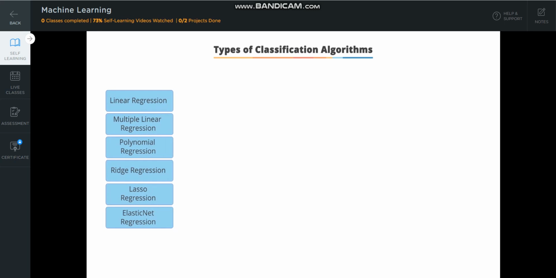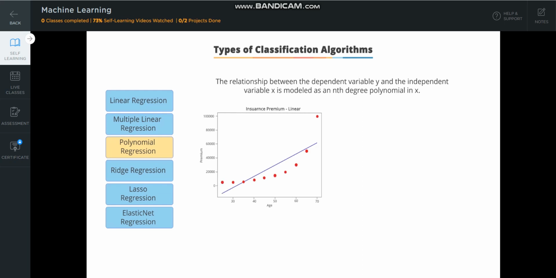Let's move on to polynomial regression. Polynomial regression is a form of regression analysis in which the relationship between the dependent variable y and the independent variable x is modeled as an nth degree polynomial in x. It is applied when data is not formed in a straight line and is used to fit a linear model to nonlinear data by creating new features from powers of nonlinear features.